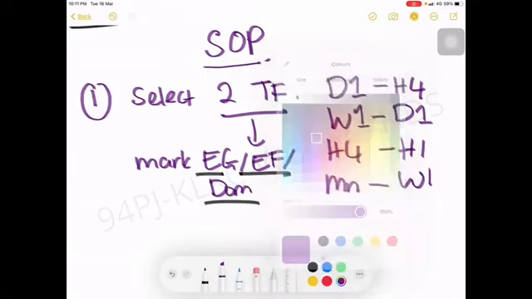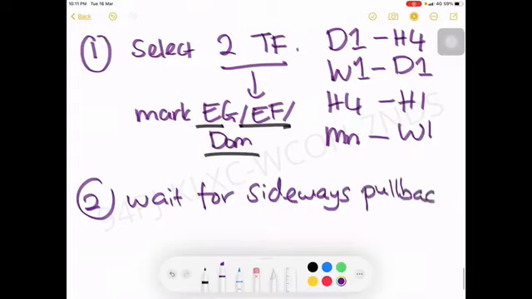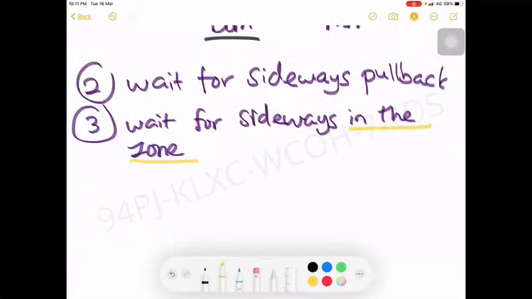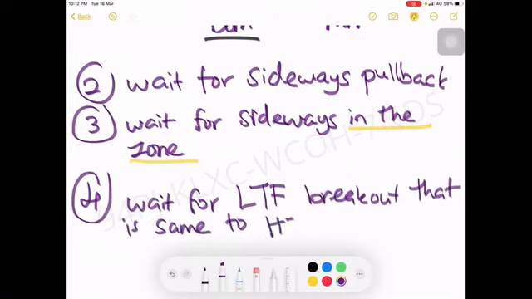Number 2, wait for sideways pullback. Number 3, wait for sideways in the zone. In the zone.